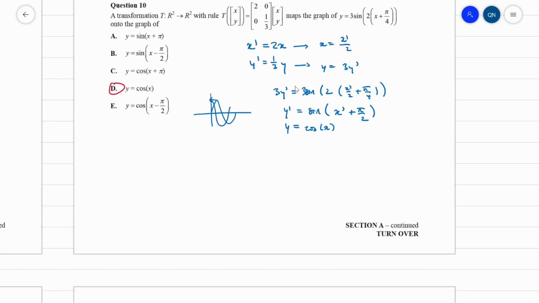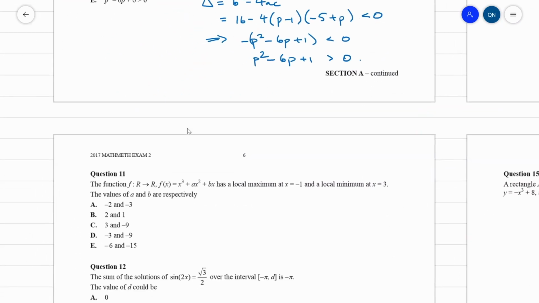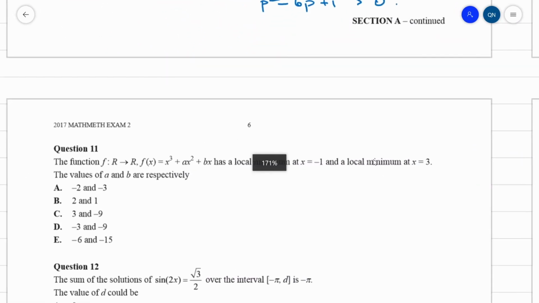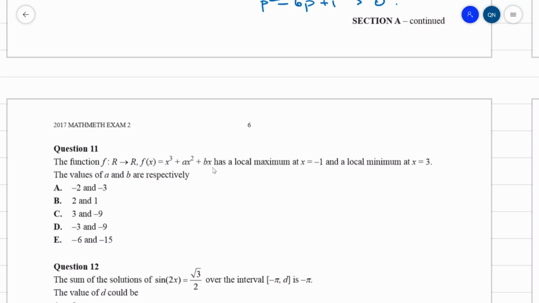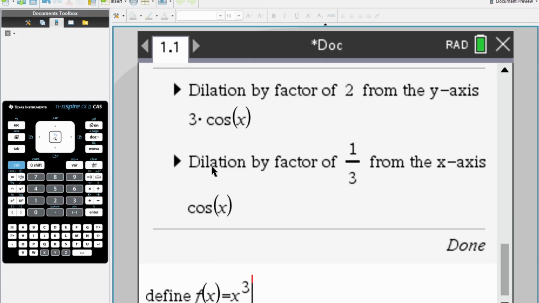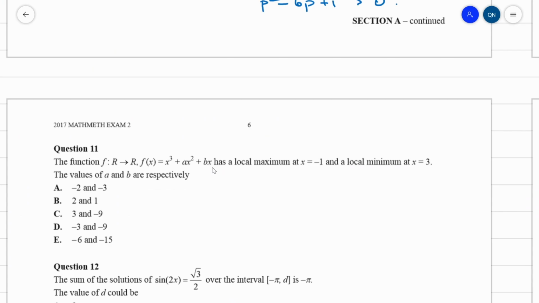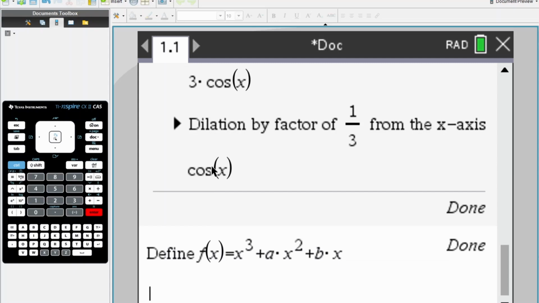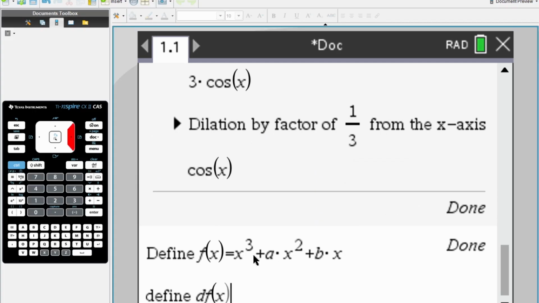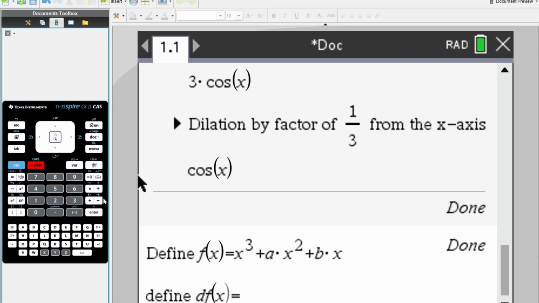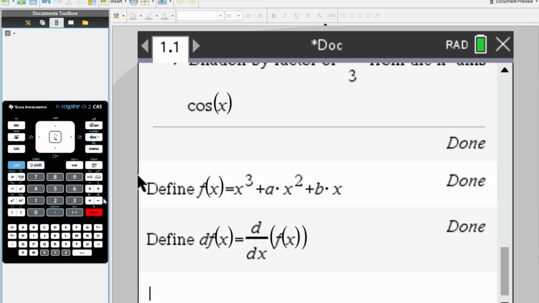Question 11. We have a cubic, it looks like, that has a local maximum at -1 and local minimum at 3. Find the values of a and b. So we have two unknowns, we just need to cook up two equations and solve it on the CAS. First of all, I'll define f of x to be equal to x cubed plus a times x squared, and then plus b times x. I'll also define the derivative because we want to refer to the fact that these are stationary points, so we need to use the derivative. df of x equals, I'll do shift minus for the derivative of x, of f of x.